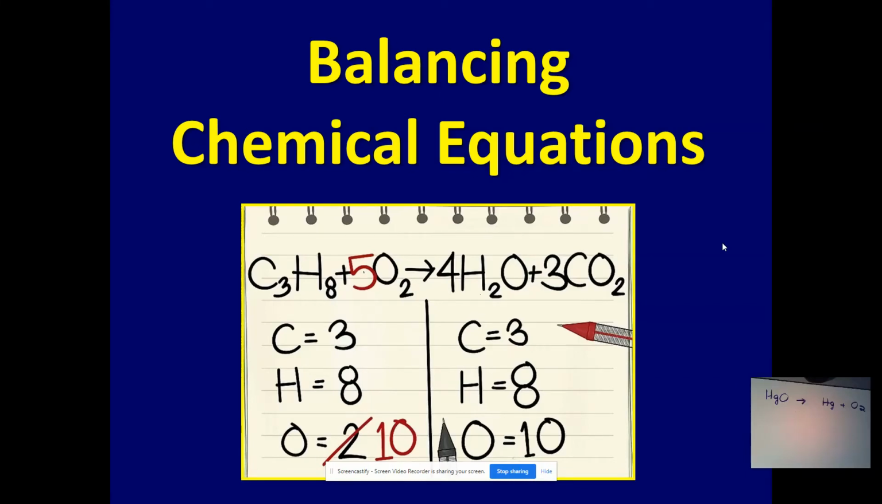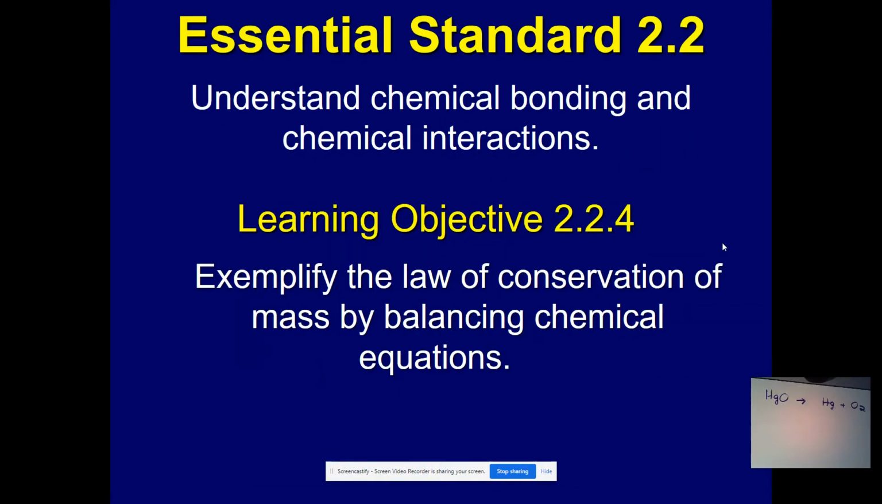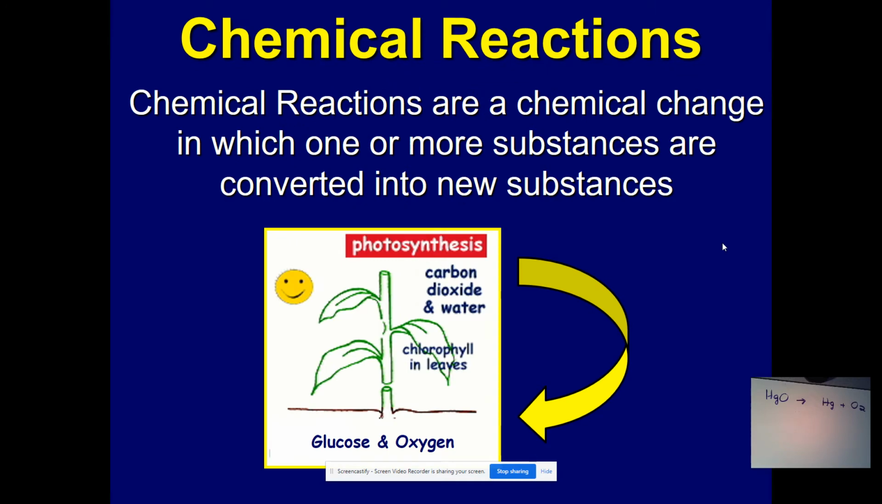Okay, so this is how to balance chemical equations. Chemical reactions are a chemical change in which one or more substances are converted into new substances. Remember back at the beginning of the semester, we talked about physical changes and chemical changes. In a physical change, a substance's appearance may change, but in a chemical change, you're actually producing new substances.